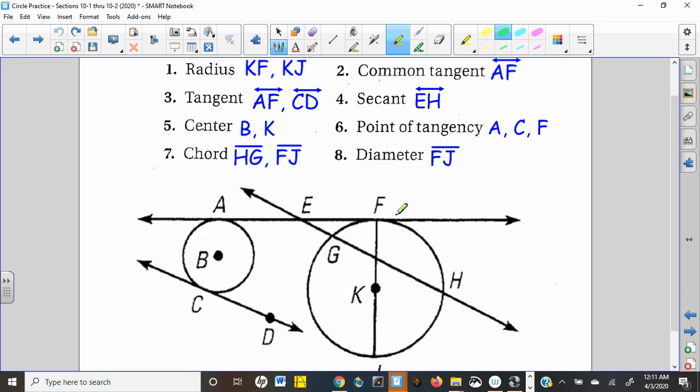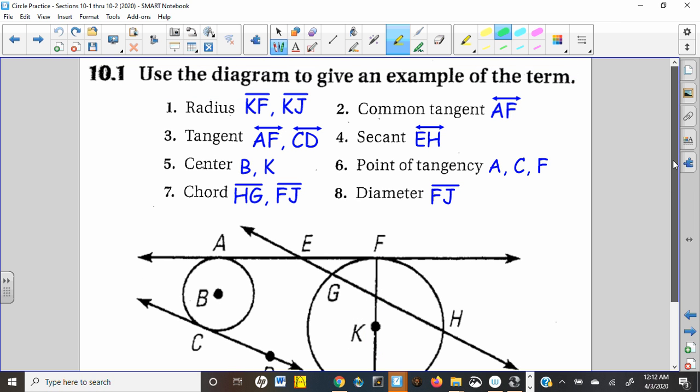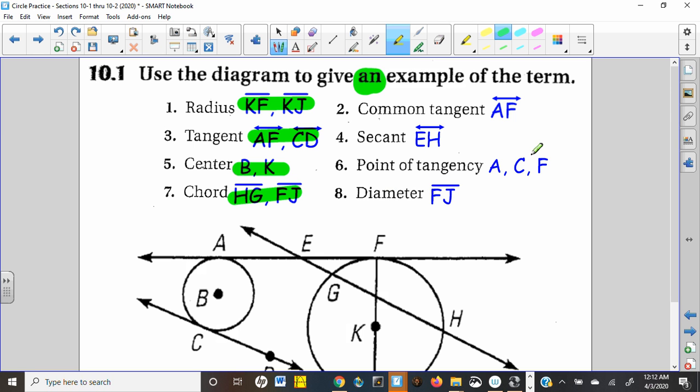And then a diameter is a chord, but it's a chord with a very special property. It goes through the center of the circle. So chord FJ was also a diameter. So those are your answers for this. By the way, it did say give an example. So on some of these problems where I gave multiple answers, you only have to give one of them. You are just giving an example of one of these things.